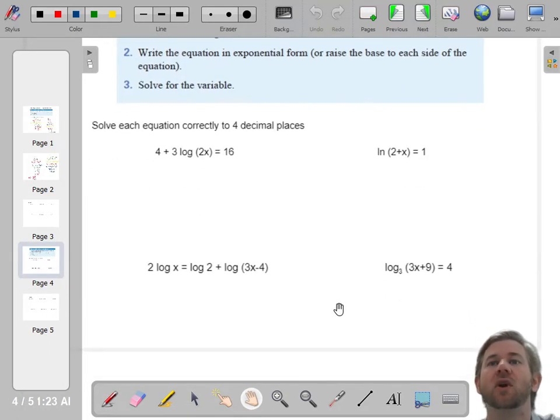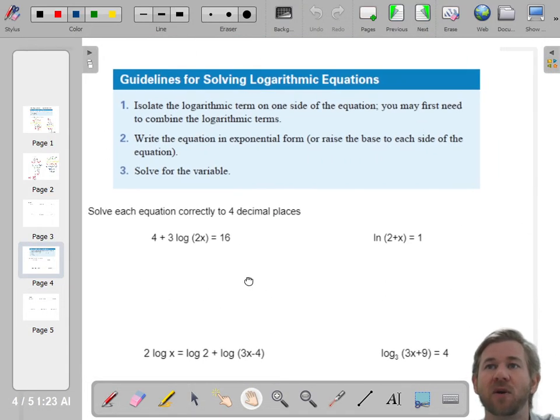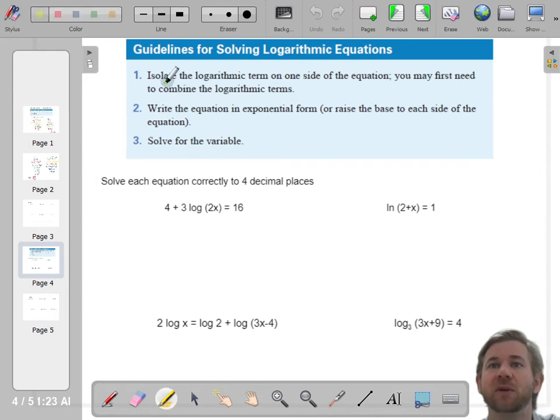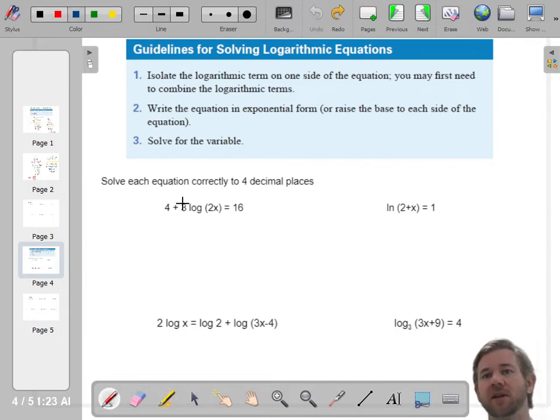So, to go from a log to an exponent, you also have to use your rules, but you may need to combine the logarithms before you can rewrite it. So in this problem, the first thing I'm going to do is subtract 4.